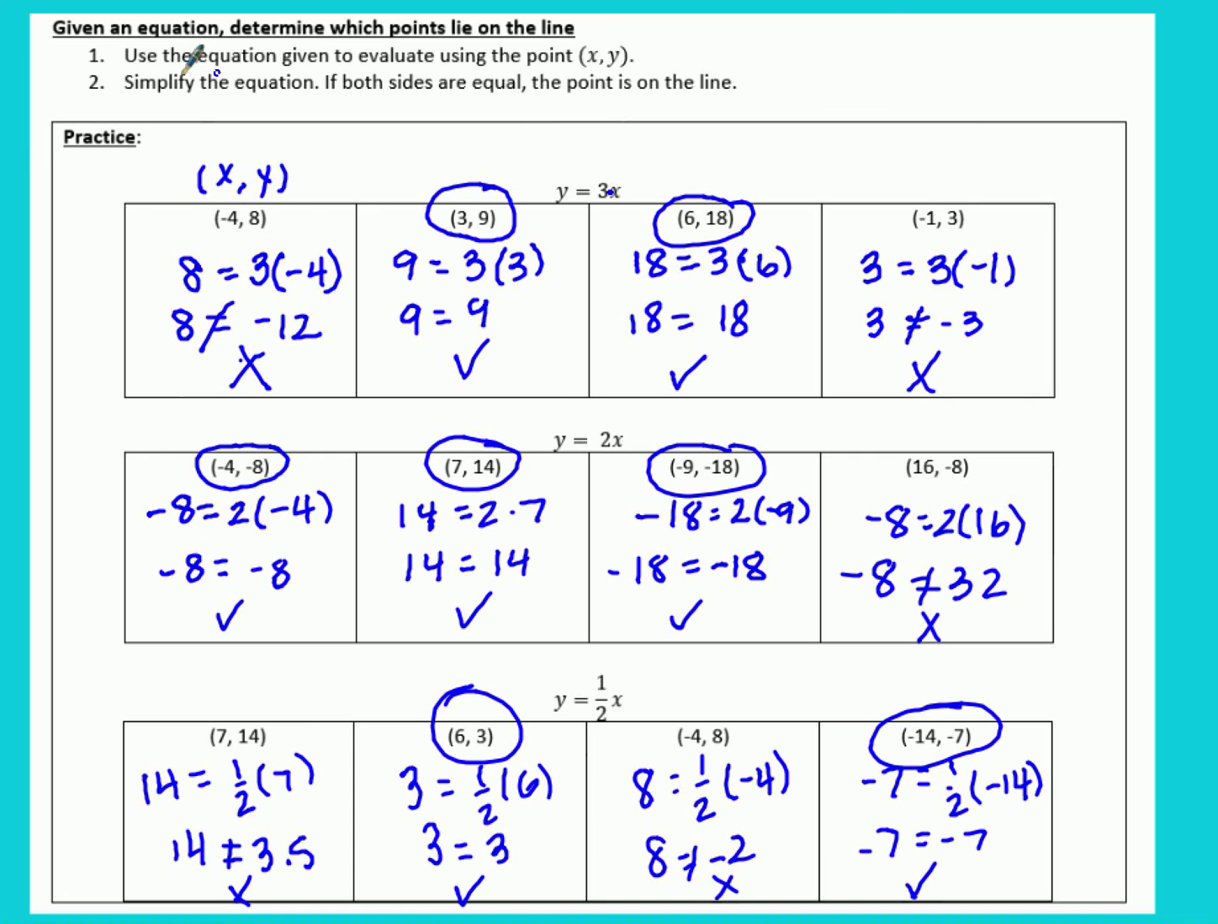So you're always able to plug in your x value to your rule to get y, and that's going to help you find values that you can plot on your graph and to test values if you're given a list like this to determine what is on the graph of the line.